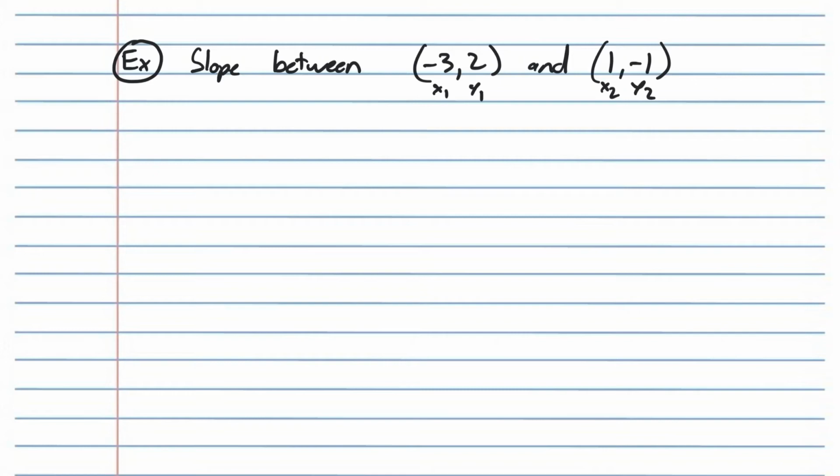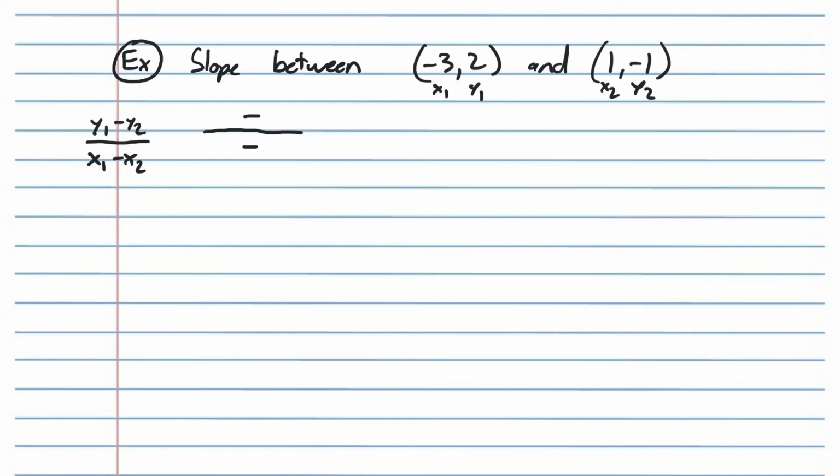Okay, and then again, I suggest set up that fraction ahead of time. Put those minus signs in the middle. Remember, the formula is y1 minus y2 on top, and x1 minus x2 down below. Then all you have to do is plug in the values, and you're done. We'll simplify, and then you're done.